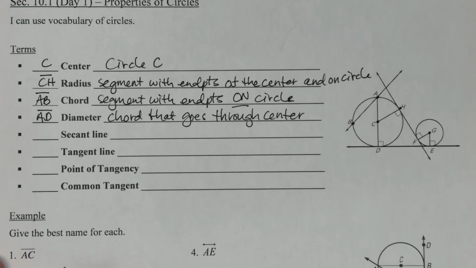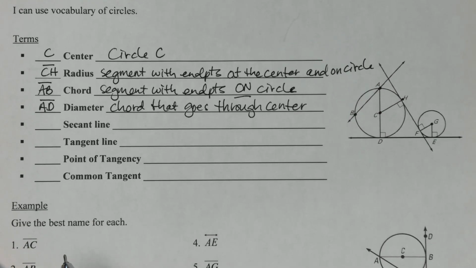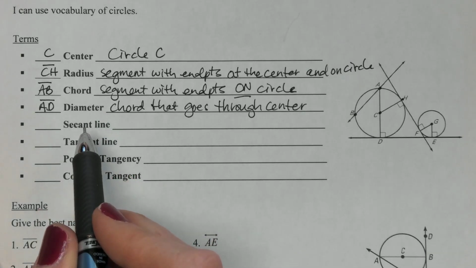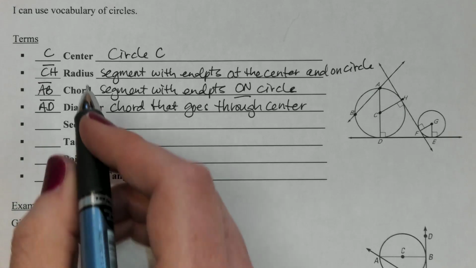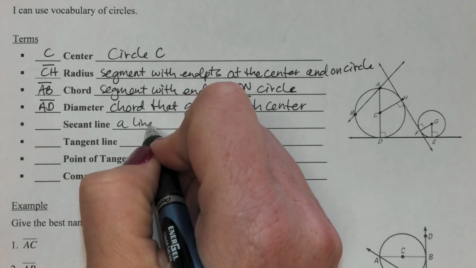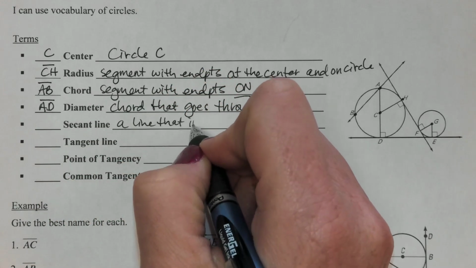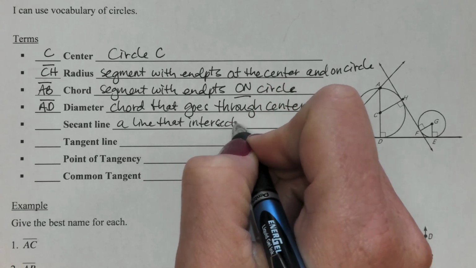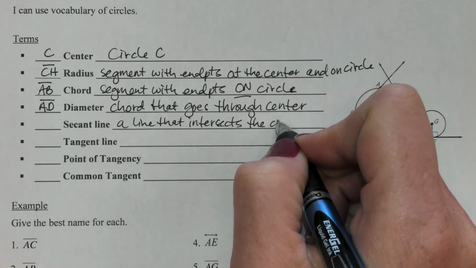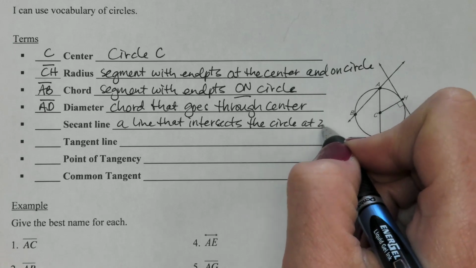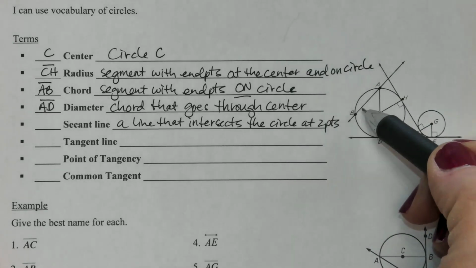Next up is secant line. That's probably also a new vocabulary word. Secant lines can look a lot like chords do, and secants just go past the circle. So a secant line is a line that intersects or touches the circle at two places. So for us that would be AB.